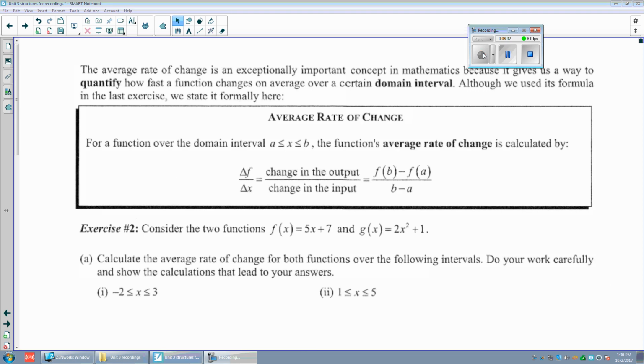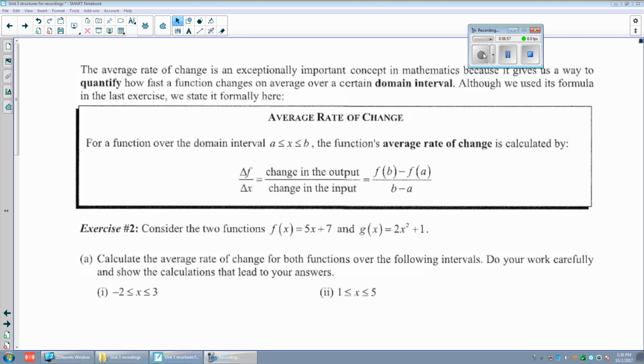The average rate of change is exceptionally important in mathematics because it gives us a way to quantify how fast something is changing over a certain domain interval. This is so important. You're talking about it in physics, you're talking about it in economics, when we talk about the economy, okay?